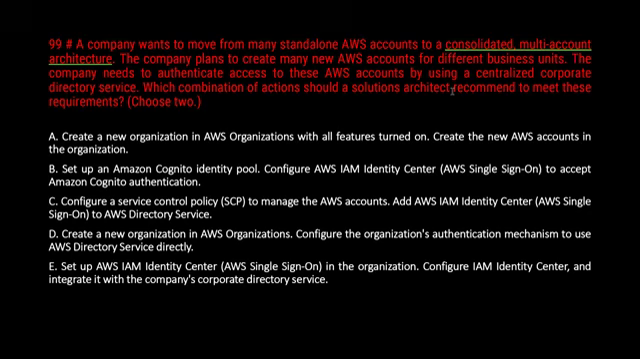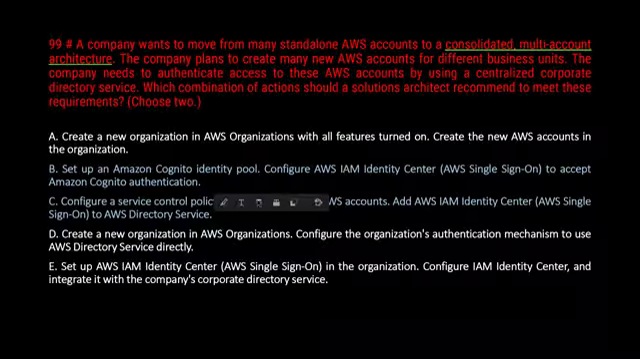Okay, repeat after me. When you hear consolidated multi-account architecture, the solution you use is AWS Organizations. Say it along with me. Consolidated multi-account architecture is AWS Organizations. Okay, so using that we can eliminate some of these options. For example, you can pretty much eliminate B and C without even reading further. Let's cross those out, because A, D and E have Organizations in them.